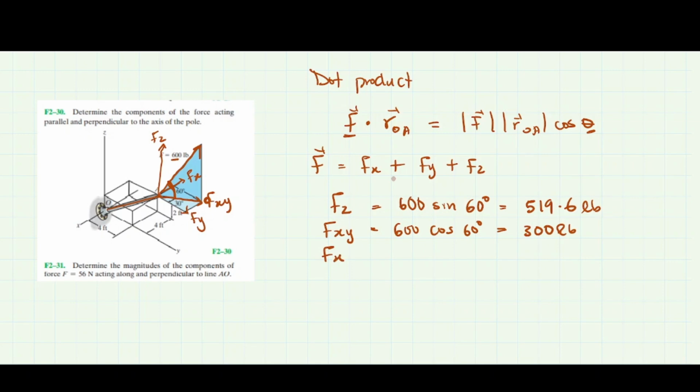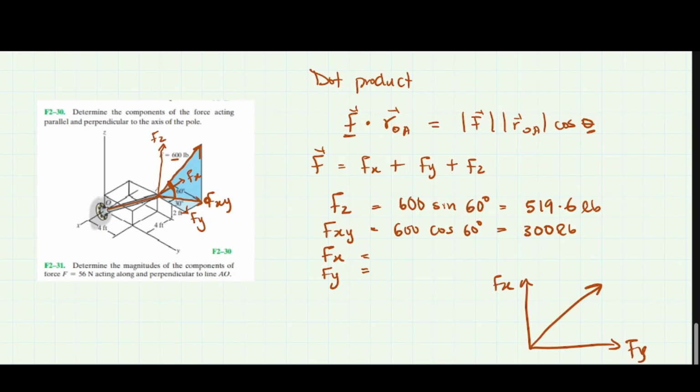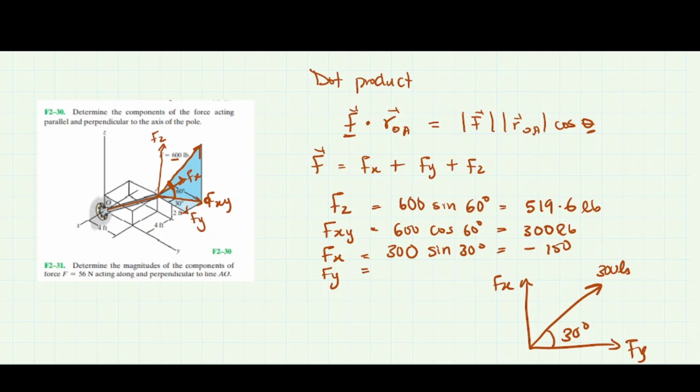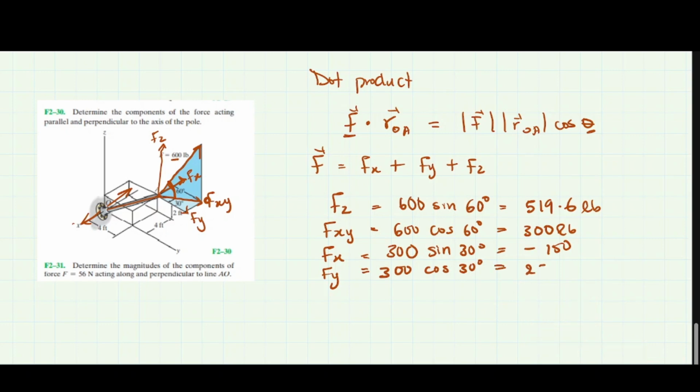Now this is Fx, this is Fy. Since we know the magnitude at this position, which is now 300 pounds, to get Fx we can simply do 300, you know the angle here, 30. We can do 300 sine 30 degrees to get minus 150. This is because Fx is going in the negative direction of x. This is the positive direction of x, this is the negative direction of x, so it's actually like that. Now for Fy, it's going to be 300 cos 30, which gives us 259.8.